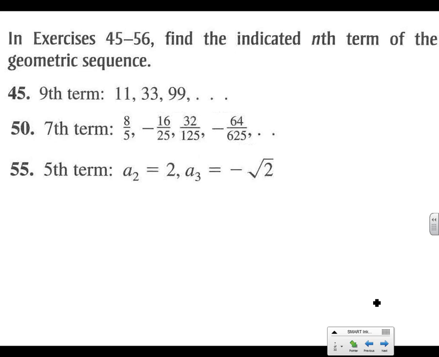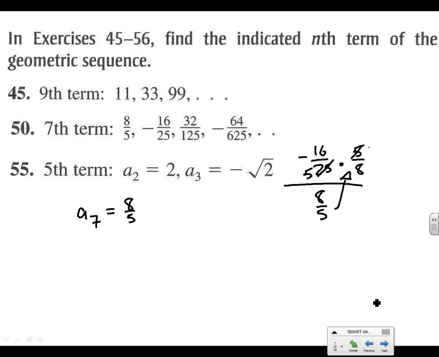50, find the indicated nth term of the geometric sequence here. All right, so for a7, we're going to want to figure out the first term, which is 8/5, times r. So we don't know r yet, but we can figure it out. What we're going to do is say the second term divided by the first term. All right, so we'll bring this up to the top and multiply by the reciprocal, 5/8. Let's do some canceling. That's a 5 and that's a 1. That's a 1 and that's a 2. So we'll get negative 2/5.